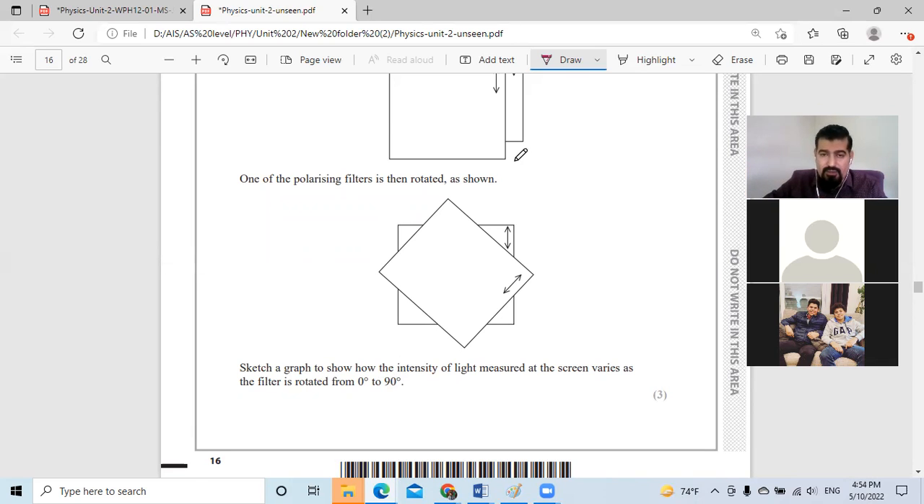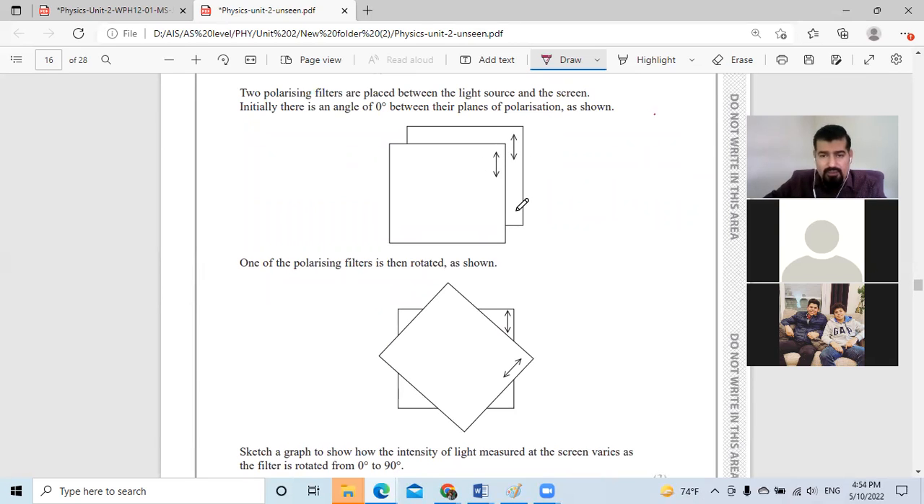Now, the light is unpolarized. As it passes through these Polaroids, the light intensity is reduced to less than 50%. Why? Because the unpolarized light oscillates up and down, sideways, 45 degrees, 135 degrees. As it passes, all the horizontal components will be cut out and only the vertical component will pass. So the component of this one will pass and the component of this one will pass. So approximately less than 50% of the energy is reduced.